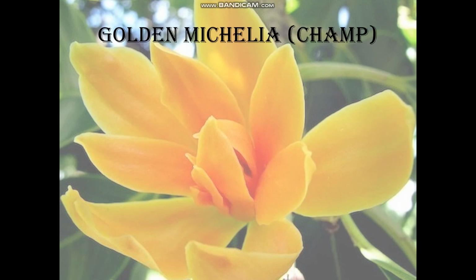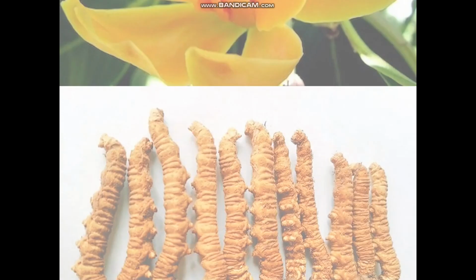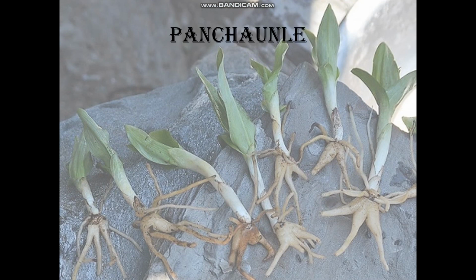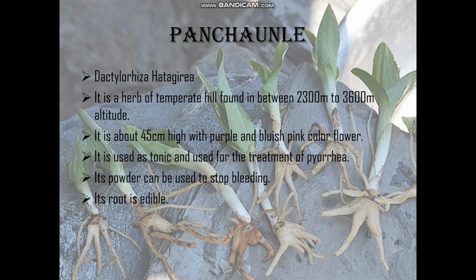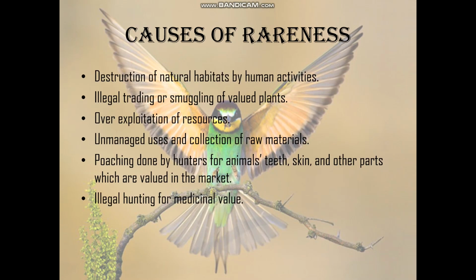We have also listed the details about the rare plants. Number 1, golden michelia, also known as champ. It is used for oil, energizer, to make furniture and Ayurvedic medicine. Number 2, yarsagumba. It is also known as cordyceps sinensis. It enhances sexual power and is used as a tonic to be taken orally with honey and cow milk. Number 3, panchaule. It is used as a tonic and for the treatment of pyorrhea. Its powder can be used to stop bleeding. The causes of rareness of these species are listed below. Number 1, destruction of natural habitats by human activities, illegal trading or smuggling of valued plants, overexploitation of resources, unmanaged uses and collection of raw materials.